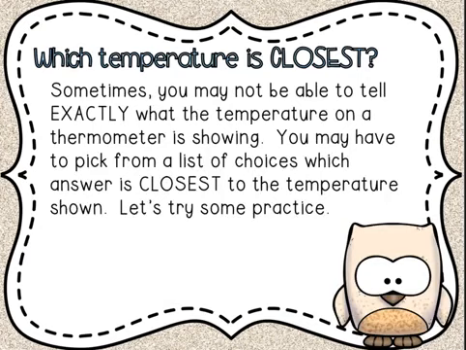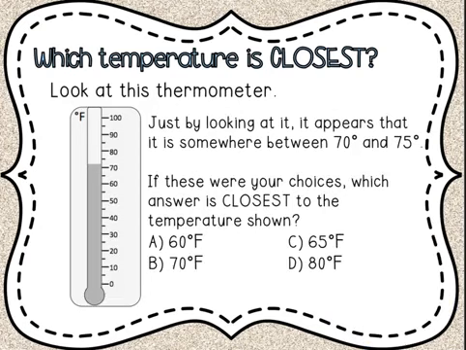Sometimes you may not be able to tell exactly what the temperature on the thermometer is showing. You may have to pick from a list of choices which answer is the closest to the temperature shown. Let's try some practice. Look at this thermometer. Just by looking at it, it appears that it's somewhere between 70 degrees and 75 degrees. If these were your choices, which answer is closest to the temperature shown?